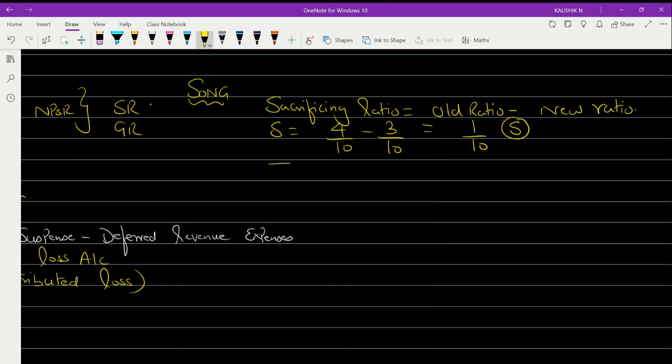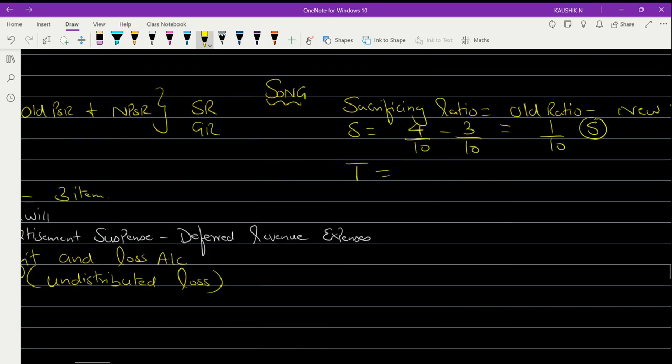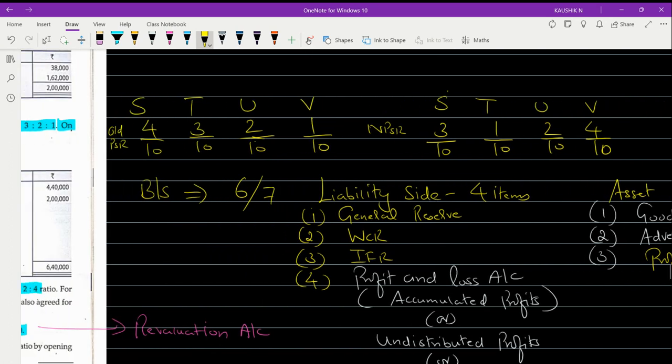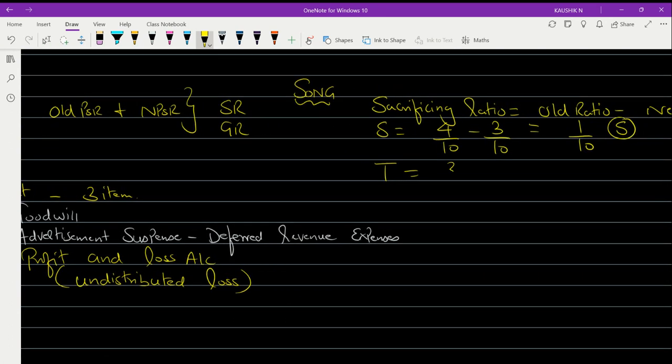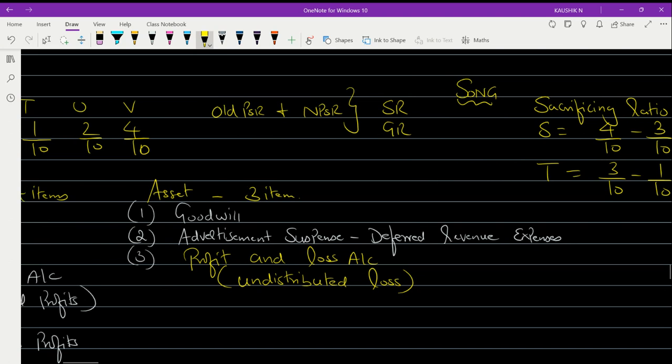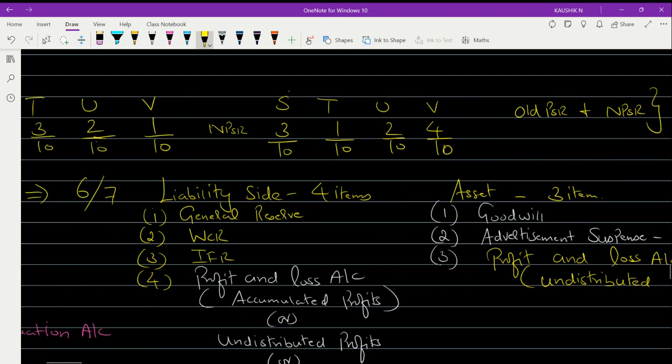Yes, got it. T. What is the value of T? 3 by 10 and 1 by 10. So 3 by 10 minus 1 by 10 gives me 2 by 10, which is a positive figure. So it's a sacrifice. Are you able to understand the concepts as of now?